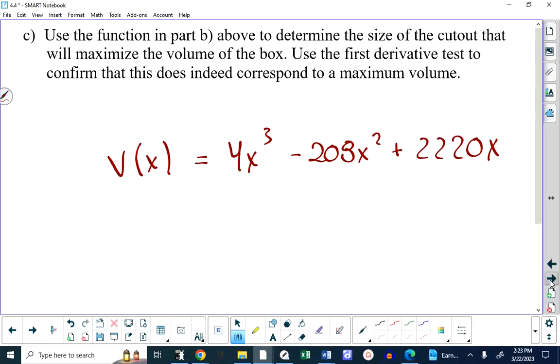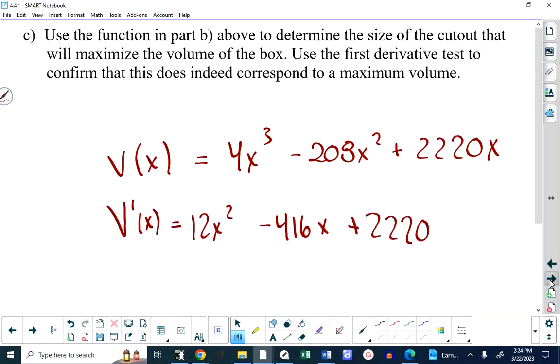So how do we do that? We find the derivative, v prime of x equals 12x squared minus 416x plus 2220. Now, those are all even numbers. Can you just double check my multiplication? I'm pretty sure that's okay. Those are all even numbers, so we can factor stuff out. We always want to look in factored form if at all possible.